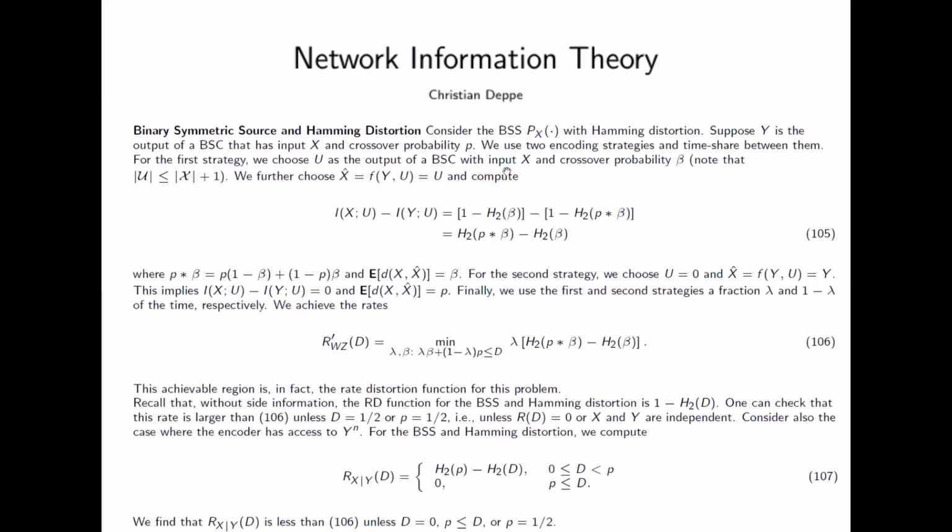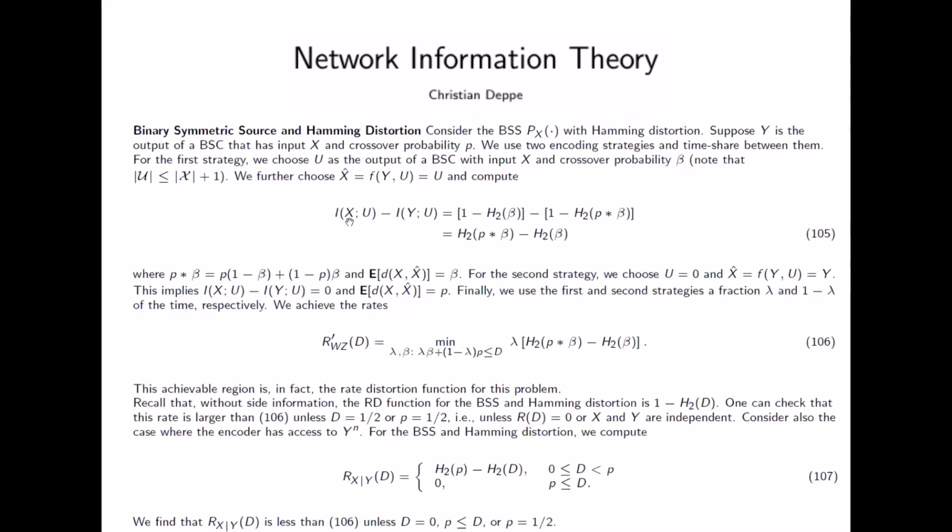So of course it's the same. If X is equal to 0, then the probability that U is equal to 0 is 1 minus beta. And if X is equal to 1, then the probability that U is equal to 1 is 1 minus beta. So further, we choose as estimate X hat just U. So in this case, we just don't look at Y. And then we compute the mutual information between X and U minus the mutual information between Y and U.